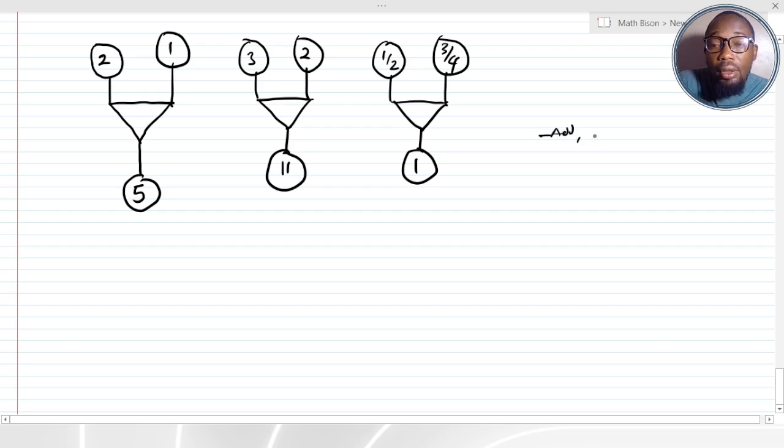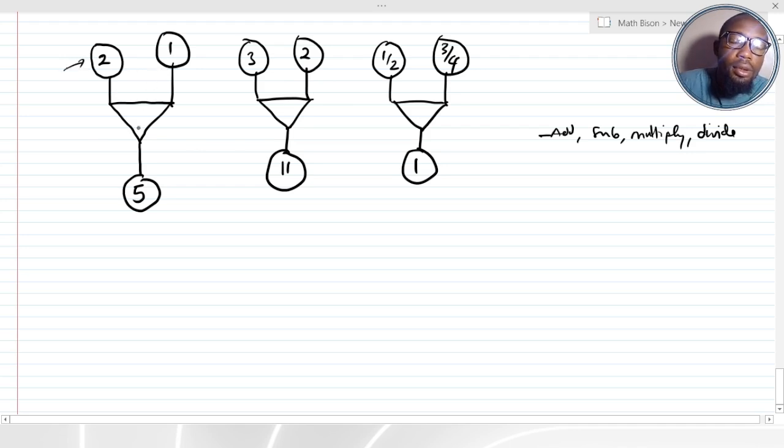Add, subtract, multiply, and divide. Let's go. 2 plus 1 does not give us 5. 2 times 1 does not give us 5. 3 times 2 does not give us 11. 3 plus 2 does not give us 11. So addition and subtraction don't seem to work. Perhaps we need to do a combo. What if we have 2 divided by 1, you have 2. 3 divided by 2, that's 1.5. Nothing is working here. Let's try squares.